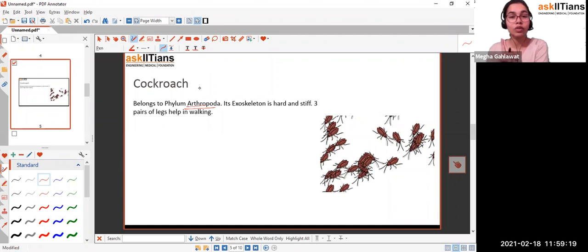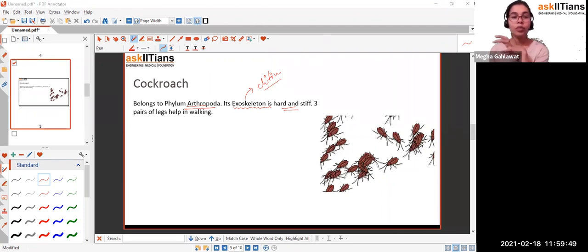So with the help of the cockroach, we are going to understand what the exoskeleton is, although I have already explained it with the cockroach as an example, that the exoskeleton in the arthropod is made up of chitin. Okay, and it is very, very hard and stiff. It's like a hard outer covering, and that hard outer covering helps in properly protecting the mushy internal organs which are present in the cockroaches, right?